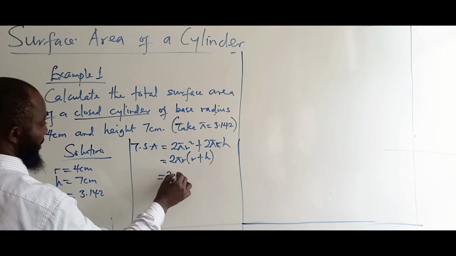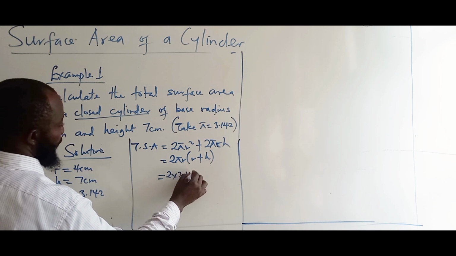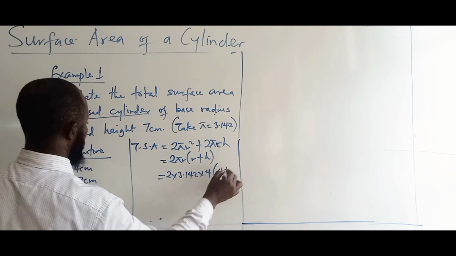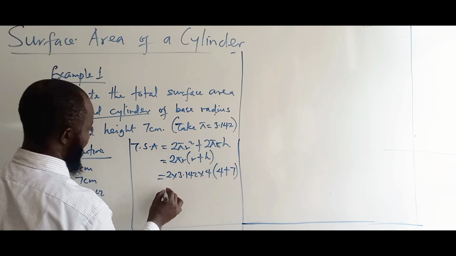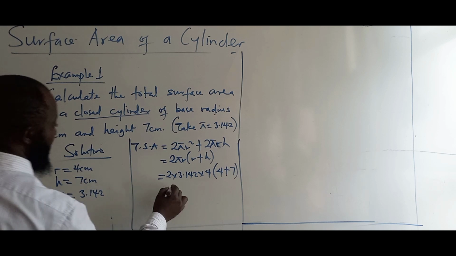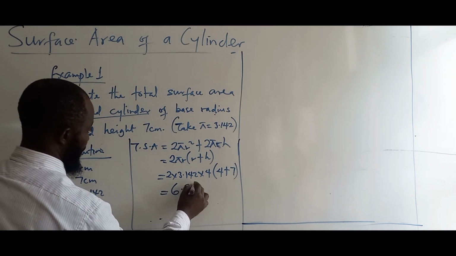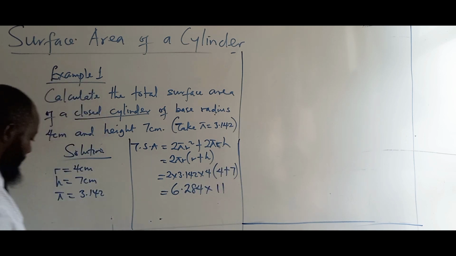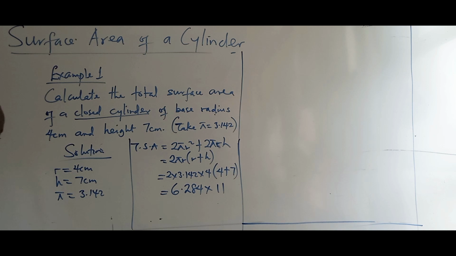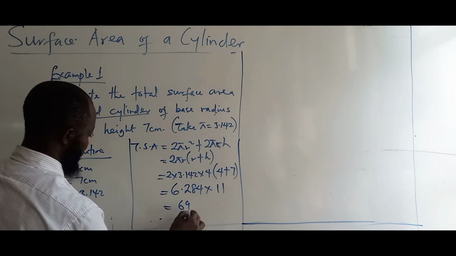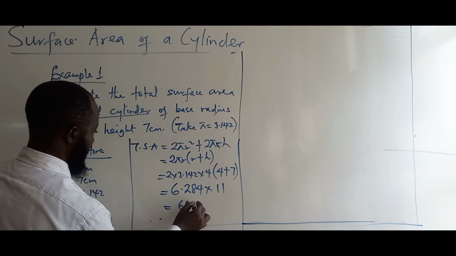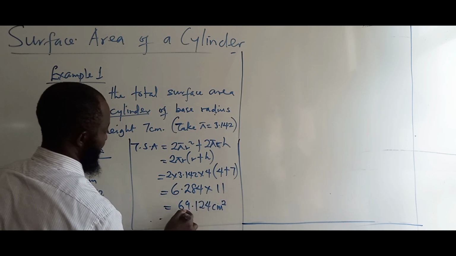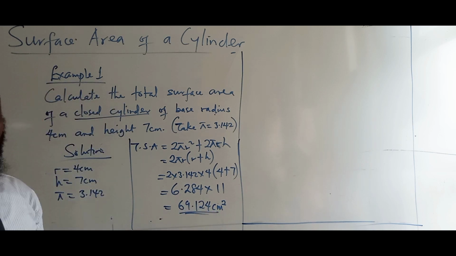So let's put in the values. We have 2 multiplied by 3.142 times radius, which is 4, into bracket radius 4 plus height, which is 7. So we multiply this together. That gives 6.284 multiplied by 4 plus 7, that is 11. We multiply it times 11. That gives 69.124 centimeters squared. Don't forget to put the unit of measurement.